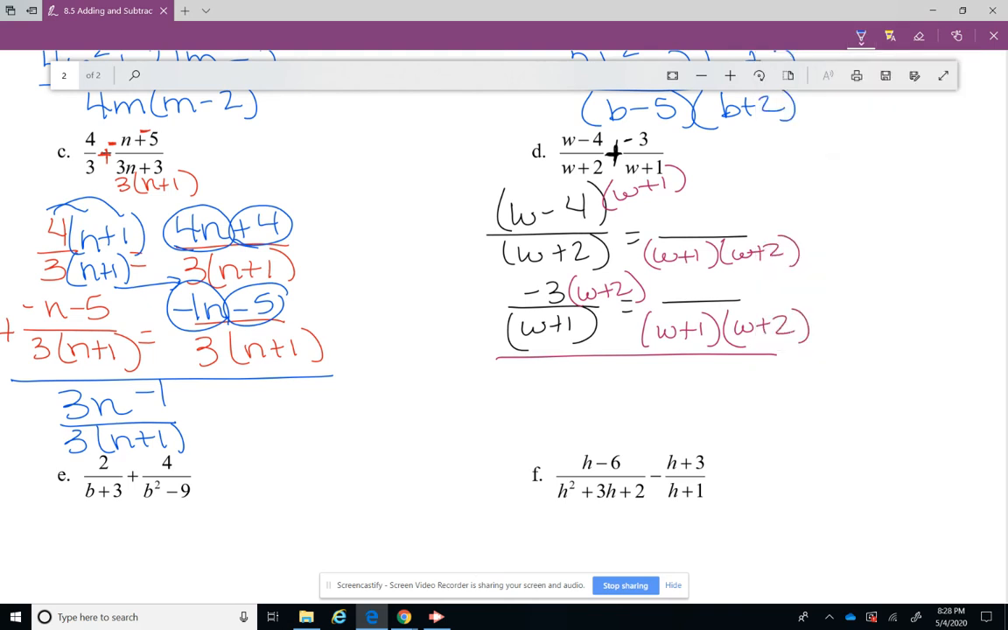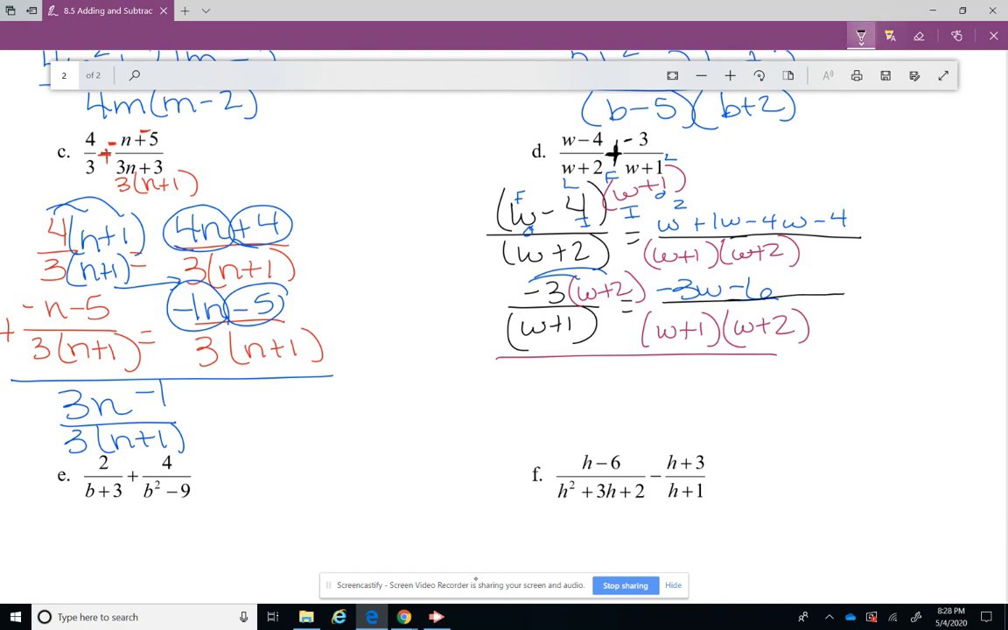All right, now let's multiply them. We distribute this one. -3 times W is -3W. And -3 times 2 is -6. All right, I'm going to do FOIL this time. First times first is W squared. Outer times outer, 1 times W is 1W. Inner times inner, negative 4 times W is negative 4W. And then last times last, negative 4 times 1 is negative 4. And extend this line a little bit.